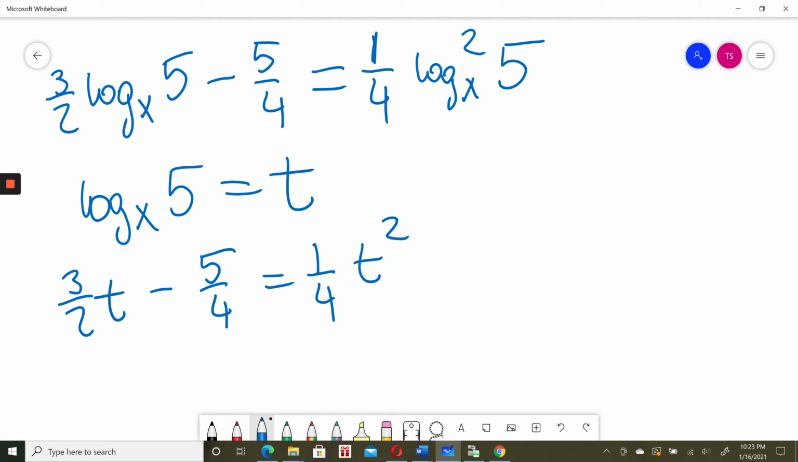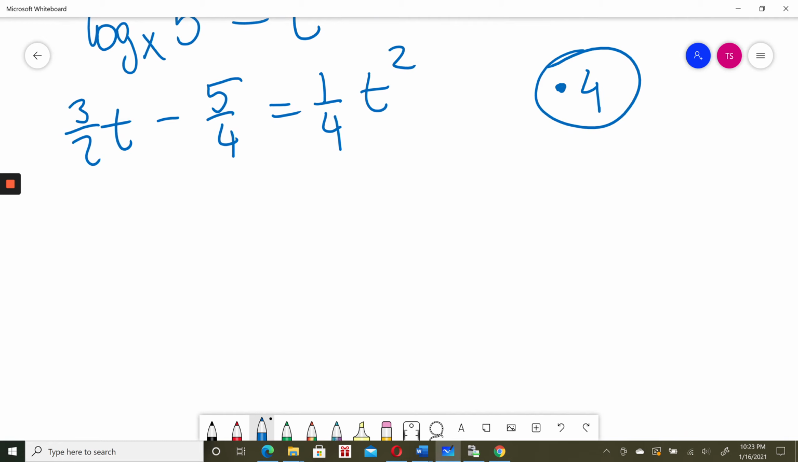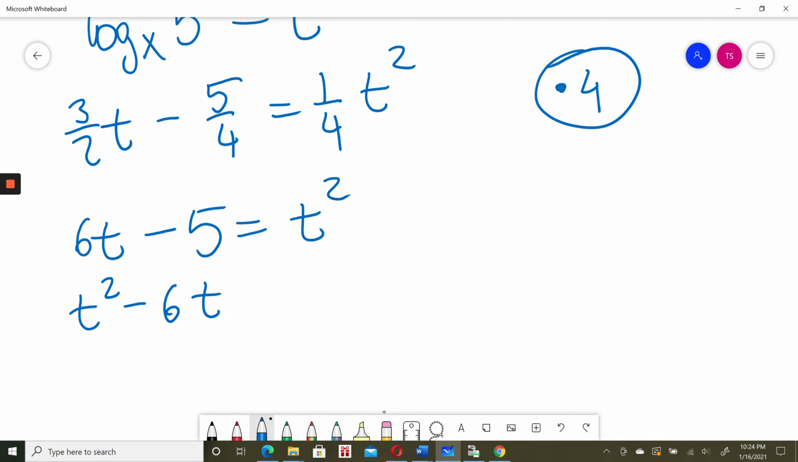I don't like to have fractions, so I will multiply everything, both sides, by 4. So then 3/2 t times 4 will be 6t, minus 5, this will be equal to t squared. I will move everything to the right side, it would be t squared minus 6t plus 5, and this is equal to 0.